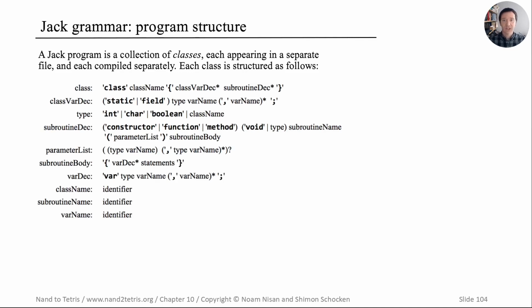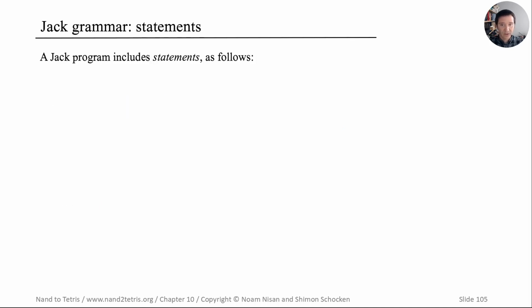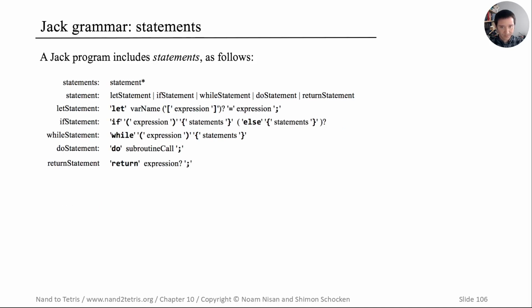So you know that a Jack program, because of Project 9, is a collection of classes, each with its own file. Each of these is compiled separately. In this case, each Jack file is compiled to its own, for now, XML file. In Project 11, its own VM file. And we have definitions of what a class is. It consists of the keyword class followed by the class name. We have a set of class variable declarations and a set of subroutine declarations, and each of these has its own rules that we need to then follow through and implement.